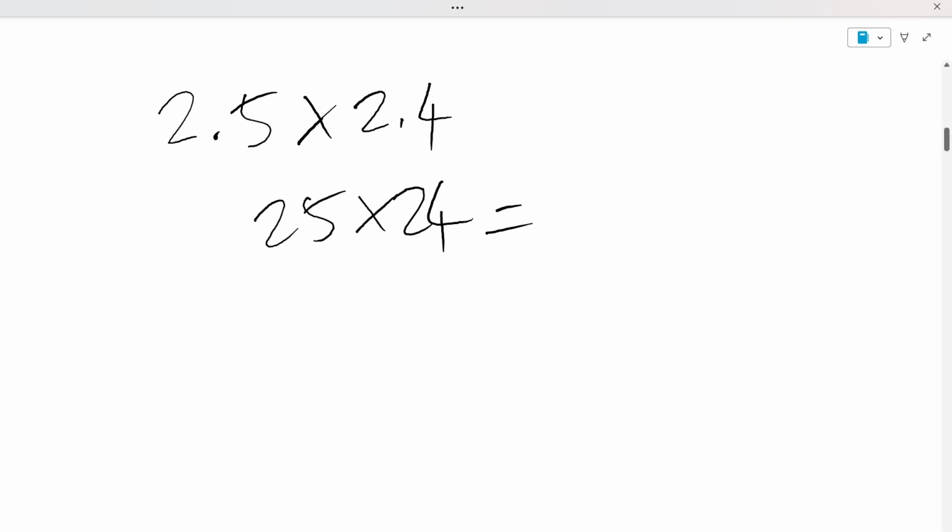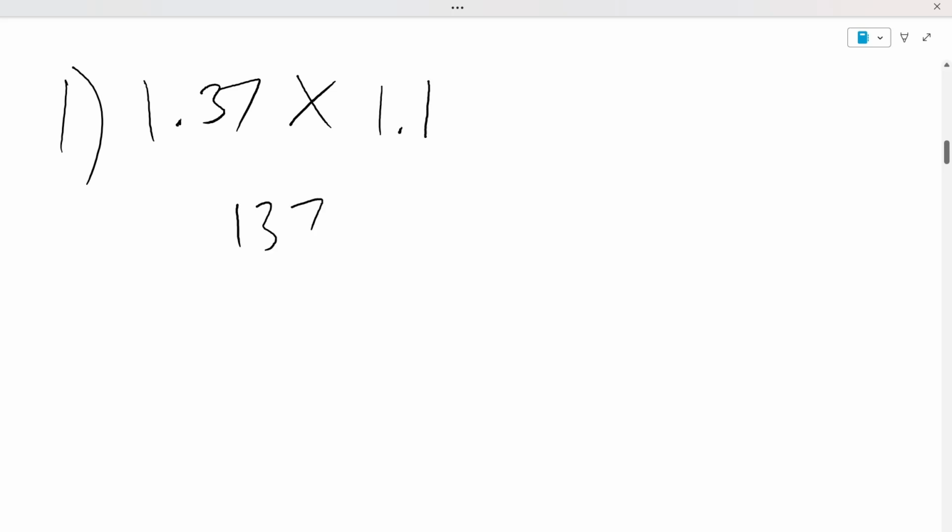So if I have 2.5 times 2.4, I can do 25 times 24, as in ignore the decimal points at first, and 25 times 24 is 600. And I have 2 things after the decimal point here, so I need 2 digits after the decimal point, 6.00, or just 6. Let's do another one. If I do 1.37 times 1.1, that is 137 times 11.